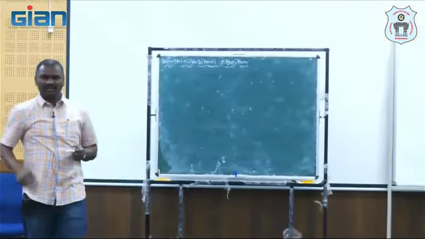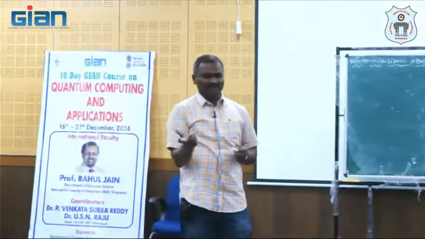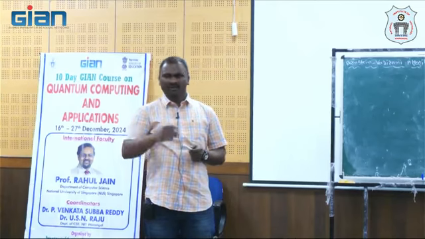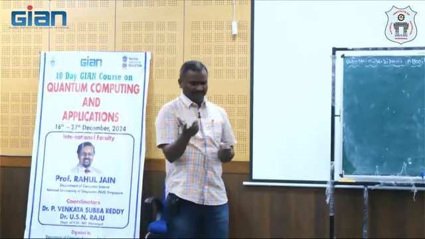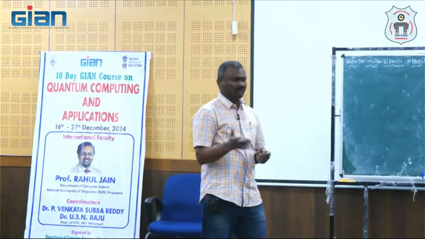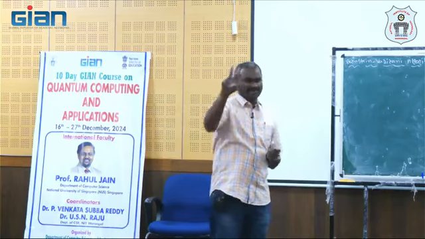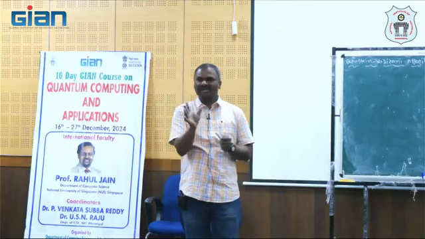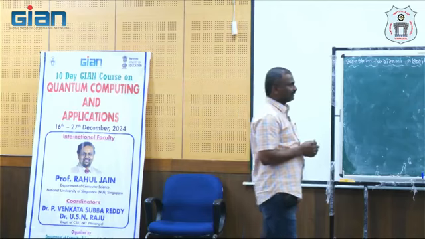What does the Deutsch-Jozsa algorithm do? What is the problem it solves? It determines whether the given function is constant or balanced. It is either constant or balanced, that is given. An input that is neither constant nor balanced is not given.